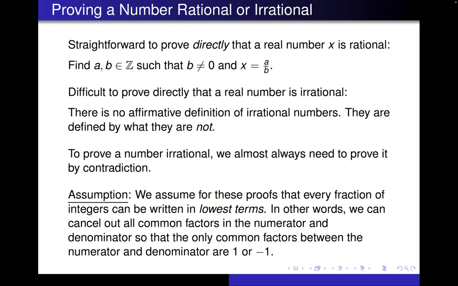So that means we've canceled out all the common factors in the numerator and denominator, so that the only common factors between the numerator and denominator, well, we can't get rid of all of them. 1 and negative 1 are the only ones.